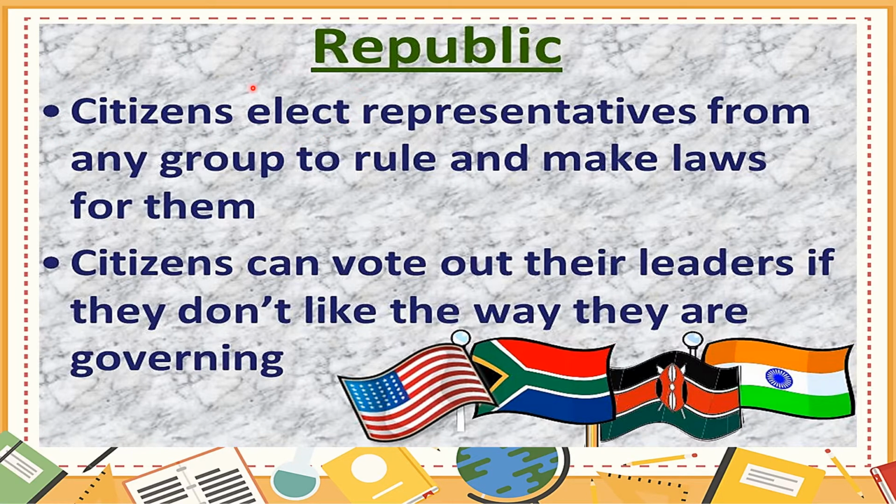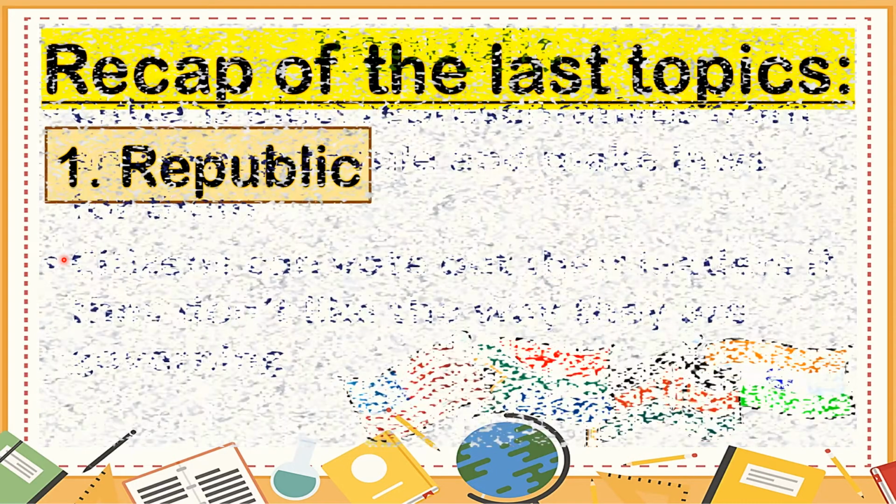We choose, or we vote for, the representatives or leaders from any group to rule, to govern, and make laws for the people. So citizens, if they do not like the way the leader leads the country, they can always vote him out. It's not easy, but it is very possible. And yes, it is happening and it happened before.